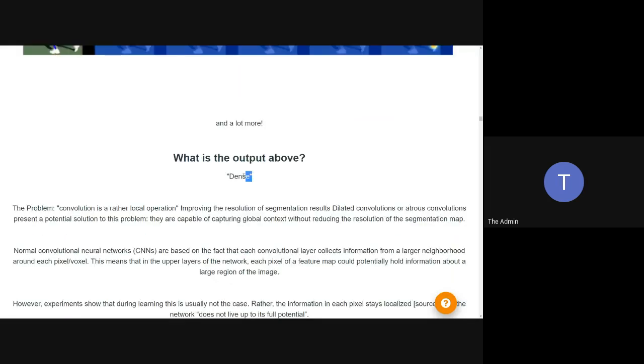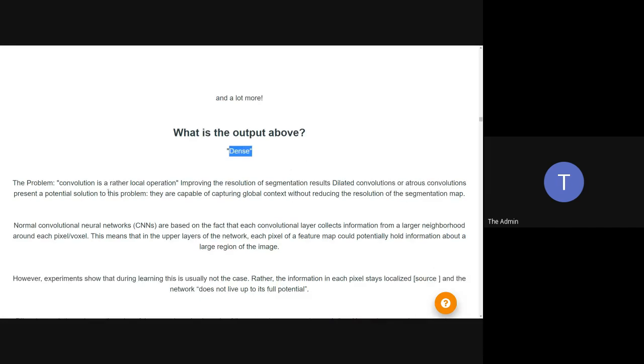Okay, so what is the output above? In all the cases, we saw the output is dense. The output is going to be the same size as the input size. So the problem we have is convolution is rather a local operation. We get to see exactly below what we are looking at, right? We are not able to sample from our periphery also.